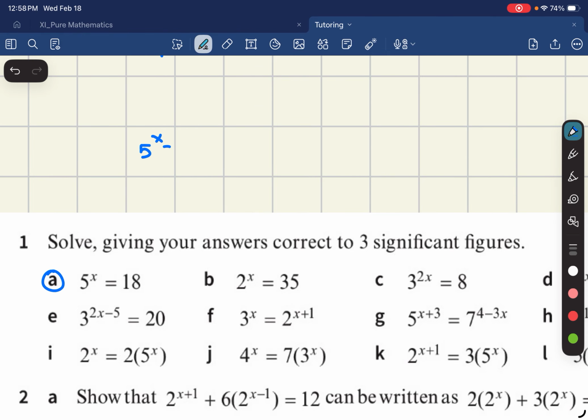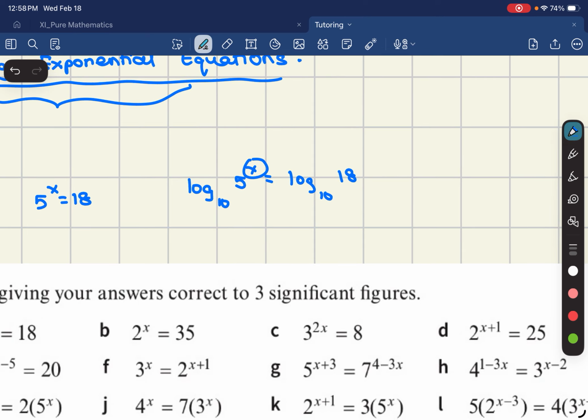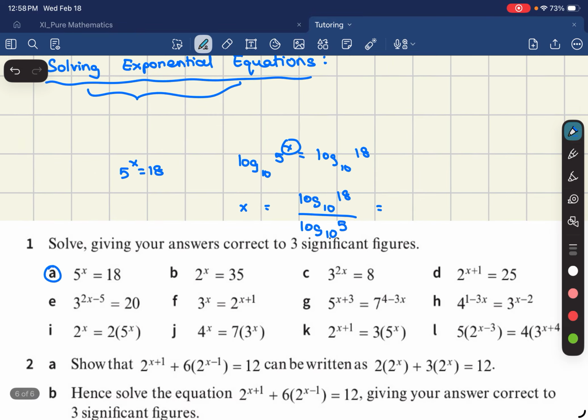So 5^x is equal to 18. Well, we don't know how to solve this. Well, actually, we have looked into how we solve this. Basically, your calculator has two log bases, log base 10 and log base e. And we will be discussing log base e at a later point. But for now, if I take log base 10 of both sides, then I can bring this power x to the front, and I see that the value of x is going to be log base 10 of 18 divided by log base 10 of 5, right?